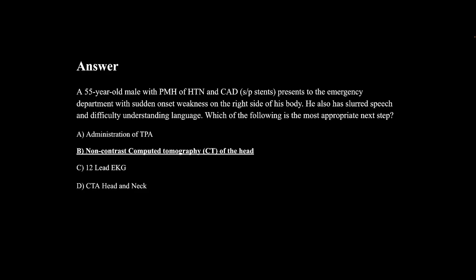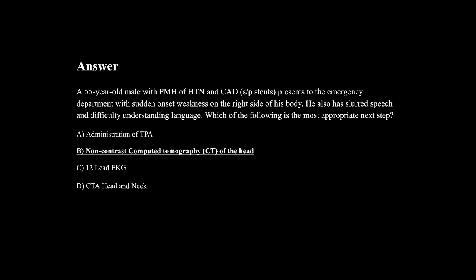The first option was administration of TPA. This wouldn't be correct because before you give any patient TPA, you want to rule out any active signs of bleeding, and so you would want to make sure in the situation that the patient doesn't have a hemorrhagic stroke. Third option is 12-lead EKG. I think at some point a patient who comes to the hospital will definitely get EKG, but generally the first step for a stroke patient is you want to get that non-contrast CT scan of the head.